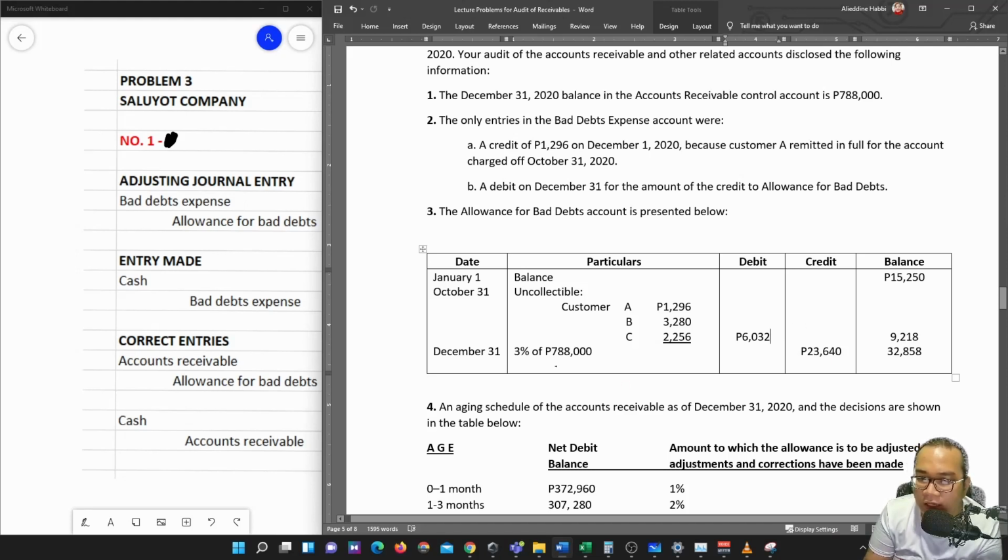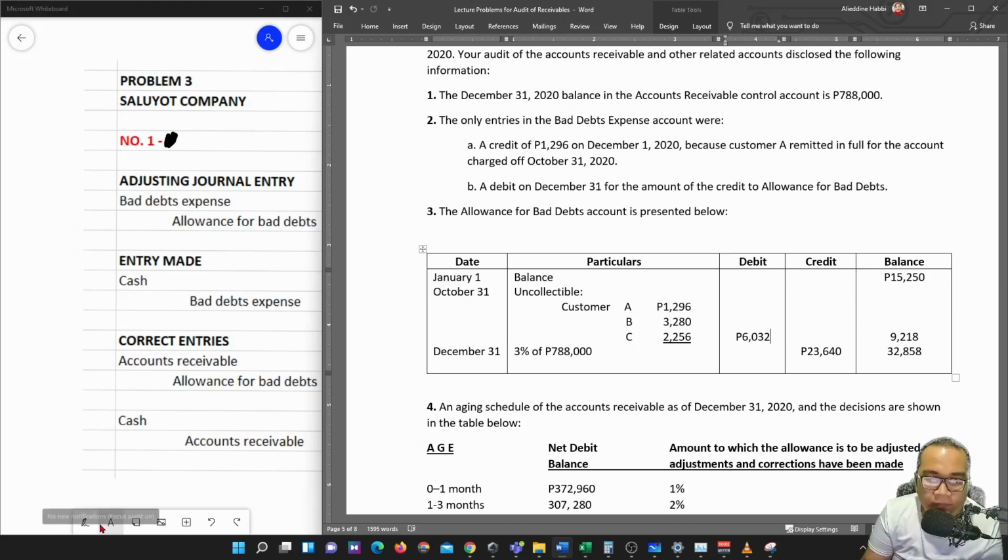Ito yung ginawa nila dito, di ba? Noong December 31, 3% times 788. So anong meaning niyan? Yung sa trade receivables, gumagawa ka ng allowance kung saan yung basis mo ay yung percentage of receivables, di ba? Kung saan yung ending balance ay based on the percentage na ginamit mo multiplied by the ending balance of the receivable para malaman mo ang ending balance ng allowance for doubtful accounts.